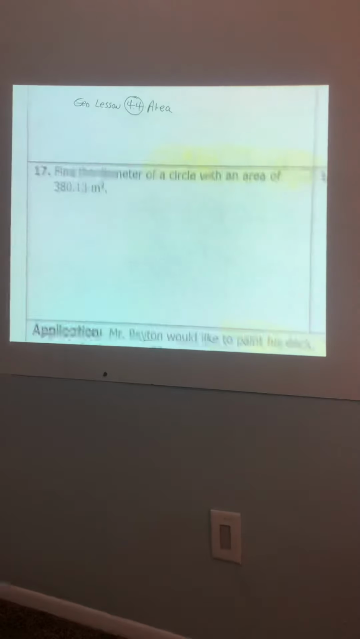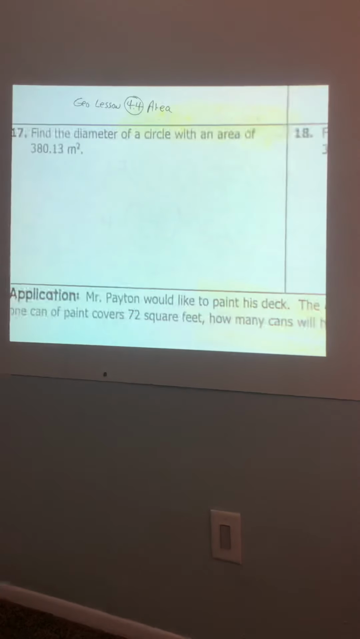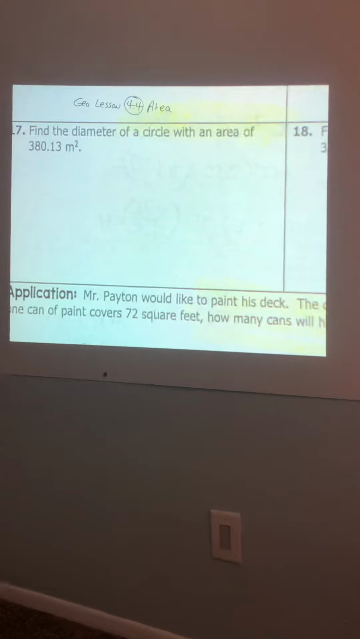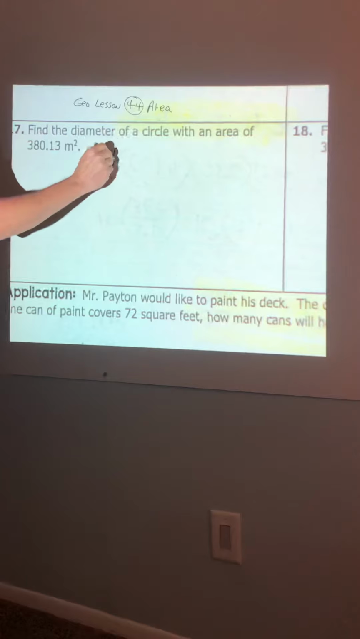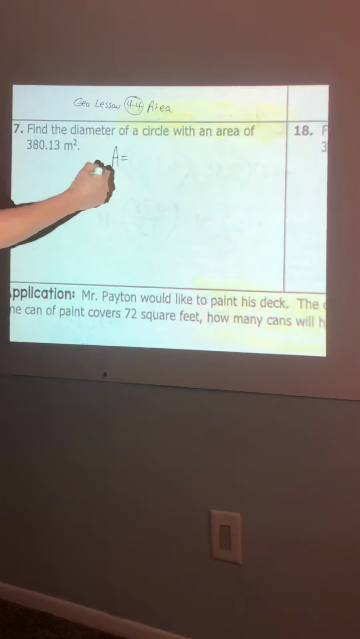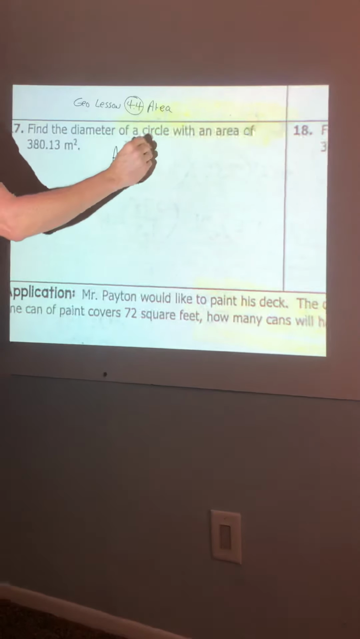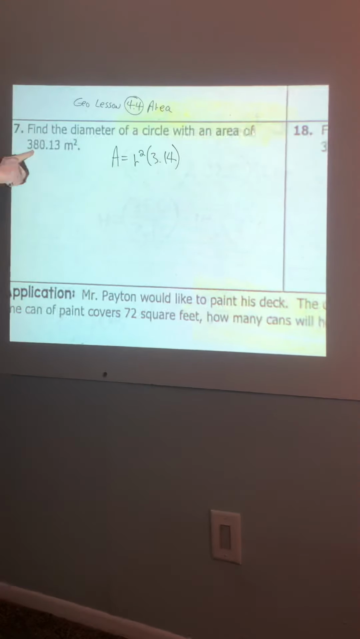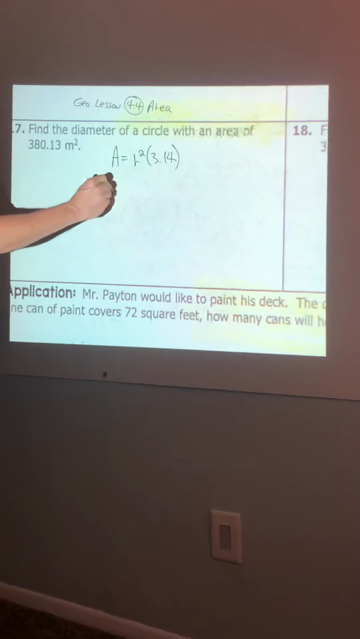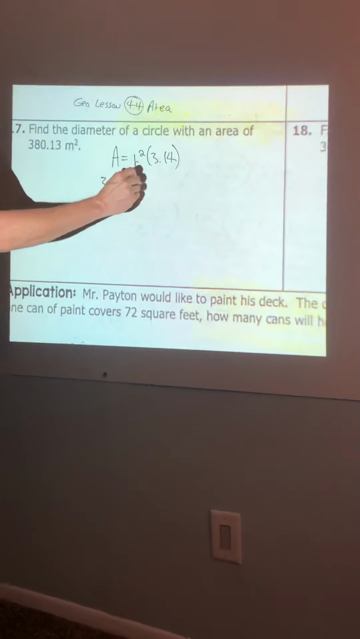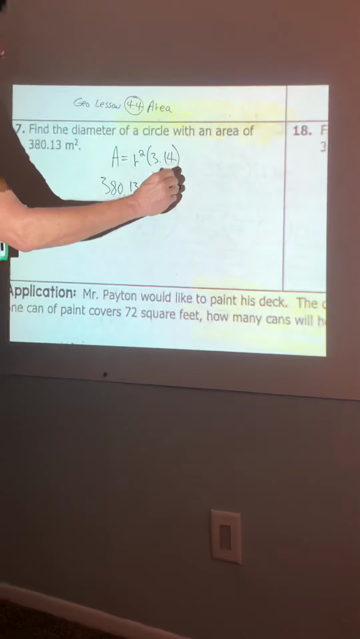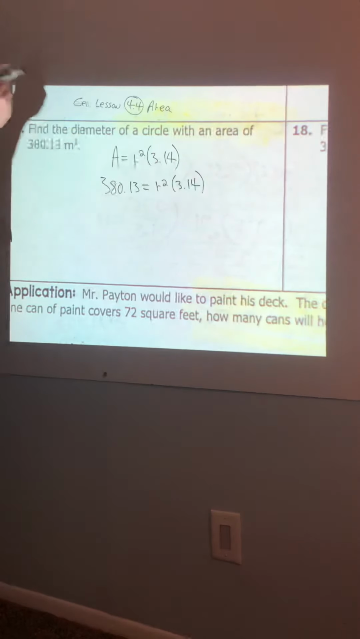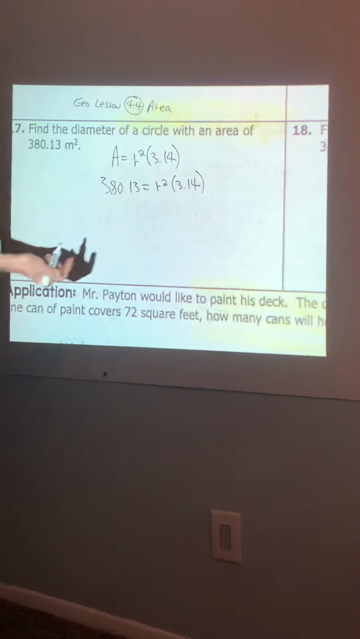Okay, here we go. So find the diameter of a circle with an area of 380.13. It said area of the circle. First thing you're going to do is write the area formula of a circle. Area of a circle, radius squared times 3.14. What was the area? 380.13. We plugged in the area because they gave it to us. We plugged in pi because we know pi is 3.14.